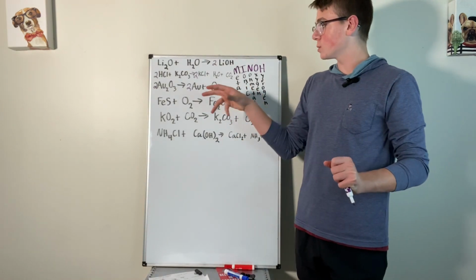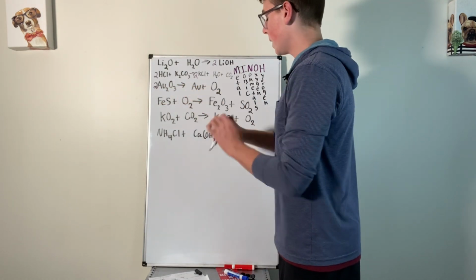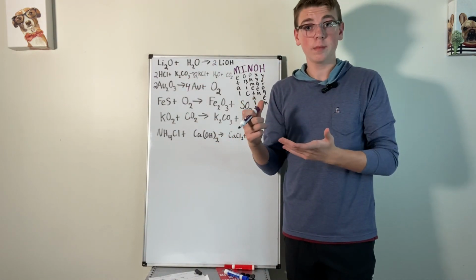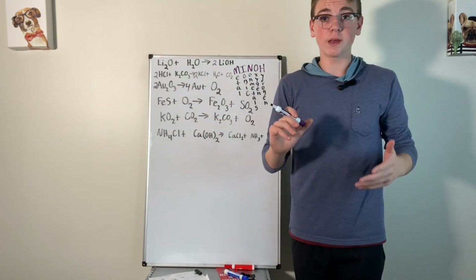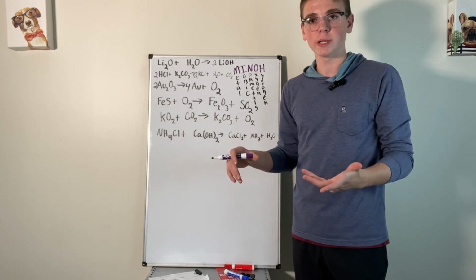So now there's 4 golds, right? So we want to get rid of this 2 and we write a 4. So this is what balancing is. When you fix a problem, like getting the oxygen so they're both even, it usually creates a problem. So just go back, see what elements you changed, and see what you need to fix.